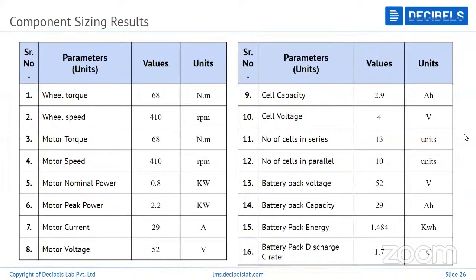So like this, various n number of parameters can be completely observed and attained to give a right sizing for your prototype or for your vehicle. So by the end of the simulation, you will be getting the figures for what should be the wheel torque, nominal torque, peak torque, wheel speed, motor speed, then nominal power, peak power, motor current, motor voltage. So based on this motor current and voltage, you can decide what should be the motor.